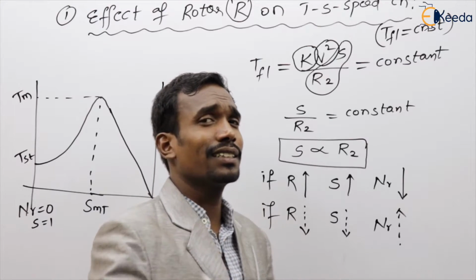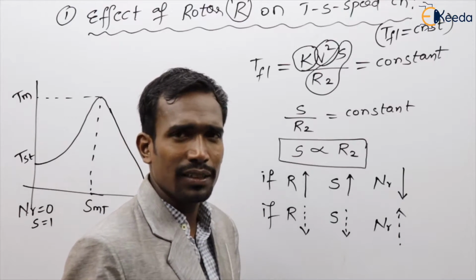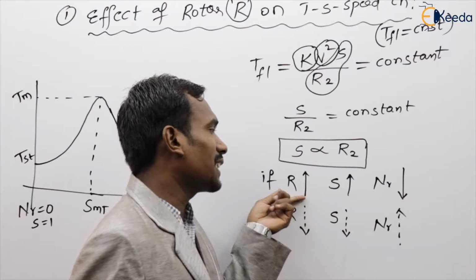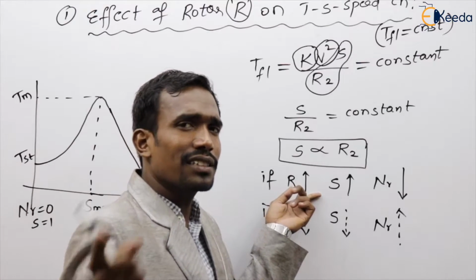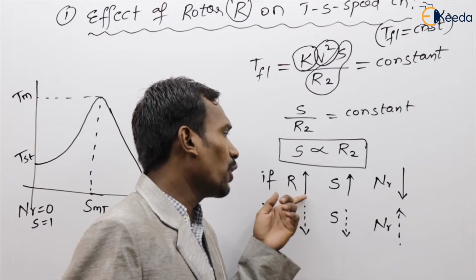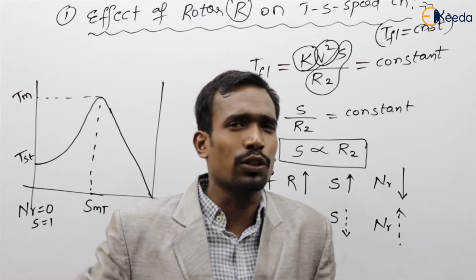What is another disadvantage? If I want to reduce my speed, how can I reduce it? By adding extra resistance. If extra resistance is added in the circuit, the rotor resistance increases, slip increases, and then speed reduces. Okay sir, we can control the speed.